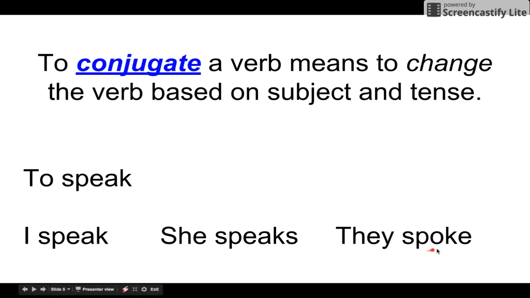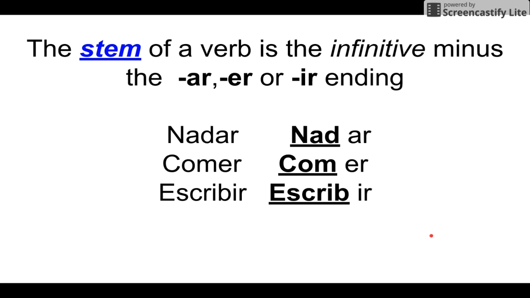The change is even more extreme here when we put it in they and the past tense. Speak is significantly different than spoke. So that's an example of how we would change verbs in English.